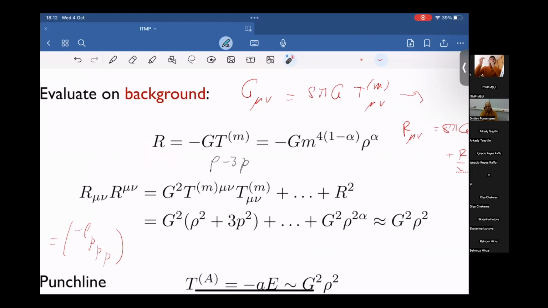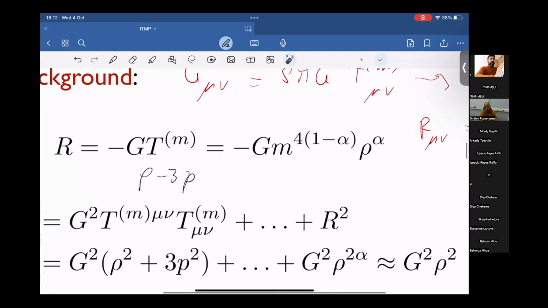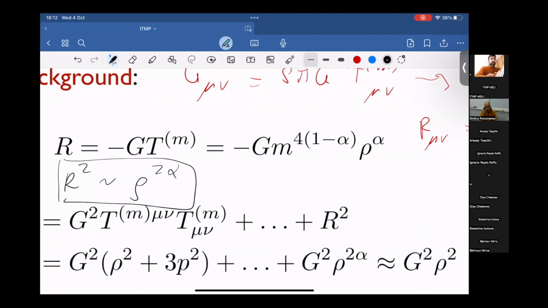That means that the Ricci scalar on the background is suppressed from its natural value. It scales as rho to the alpha, which gives you the leading contribution to R. And just to finish here, consider then how the Ricci squared behaves. This thing behaves as rho to the power 2 alpha, right?